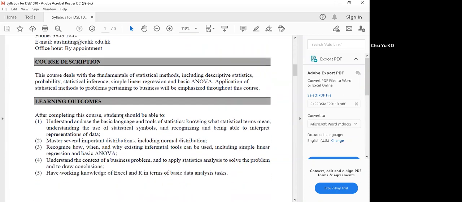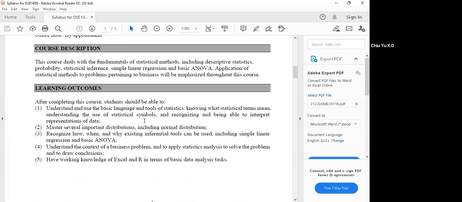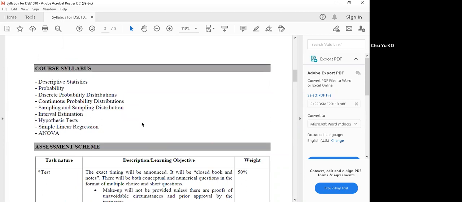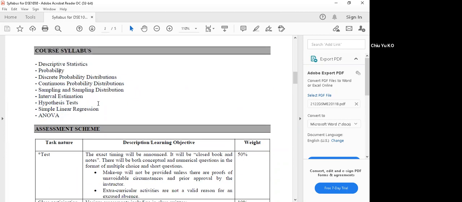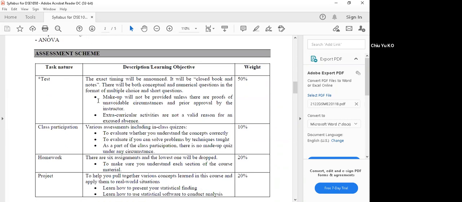As for the learning outcomes, I'm not going to talk about more details on it. I guess this is something you care about, what we are covering. Later we will see the timetable, and we'll go over one by one when we cover what. But I guess the thing you care most about in this class is the assessment.